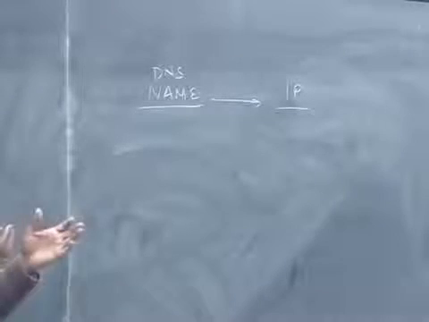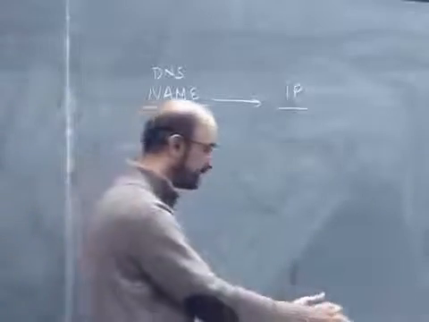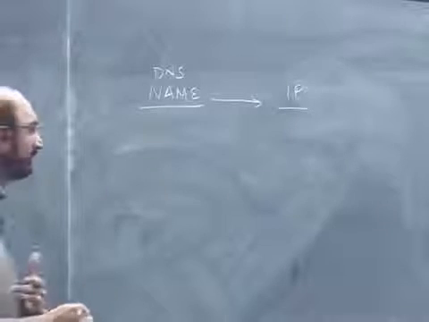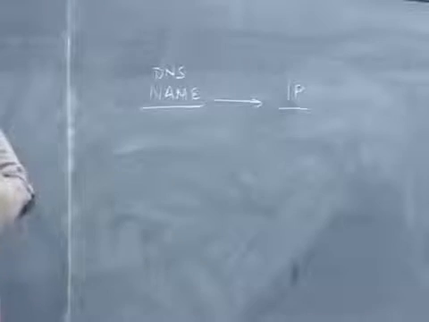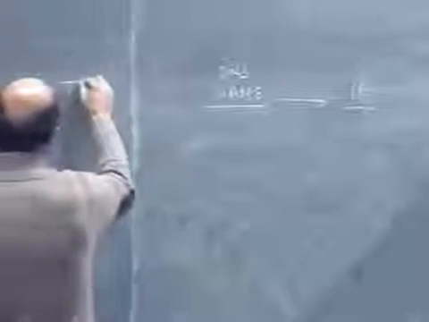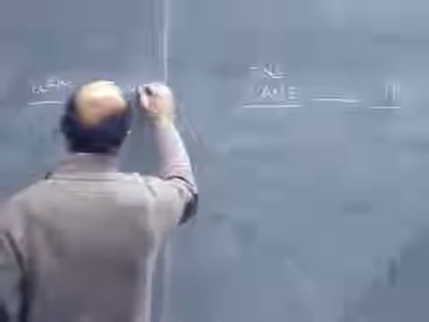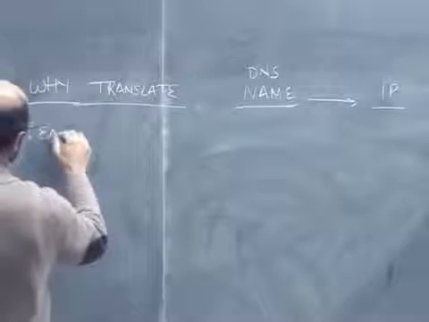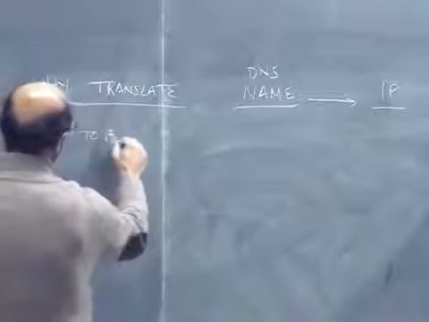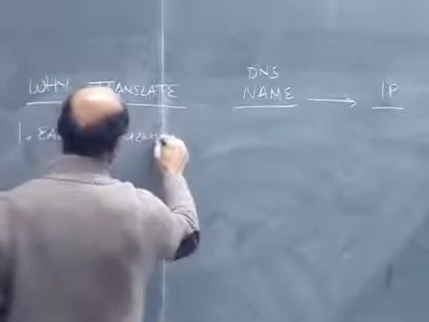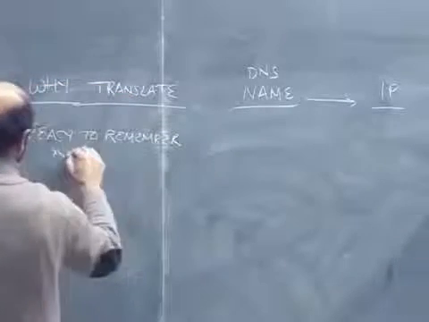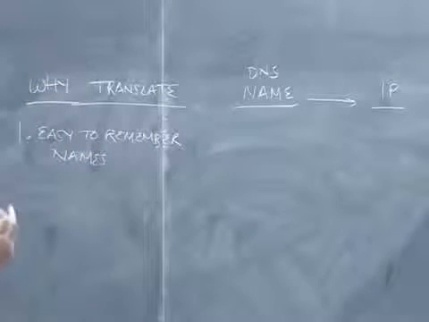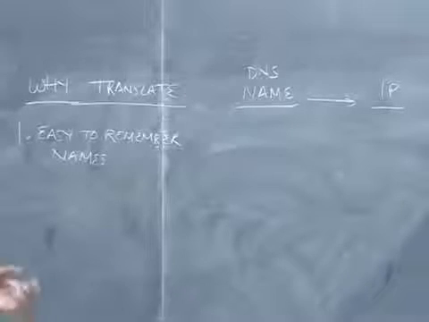So the domain name system, or DNS, is a protocol which allows you to do this translation. You can think of it as a system where you give it a name, and it says, here's the IP address. Now, there are a couple of reasons why we want to do it. So why translation? The first reason is it's easier to remember names. I don't want to go to 179.28.32.4. I'd rather go to google.ca. So it's easier to remember.